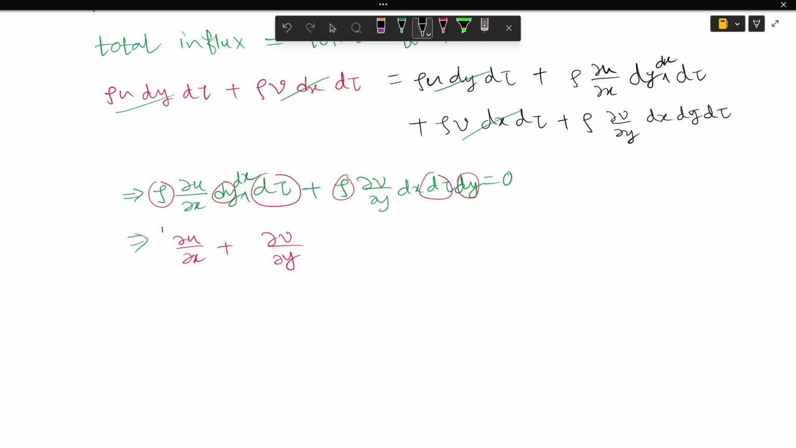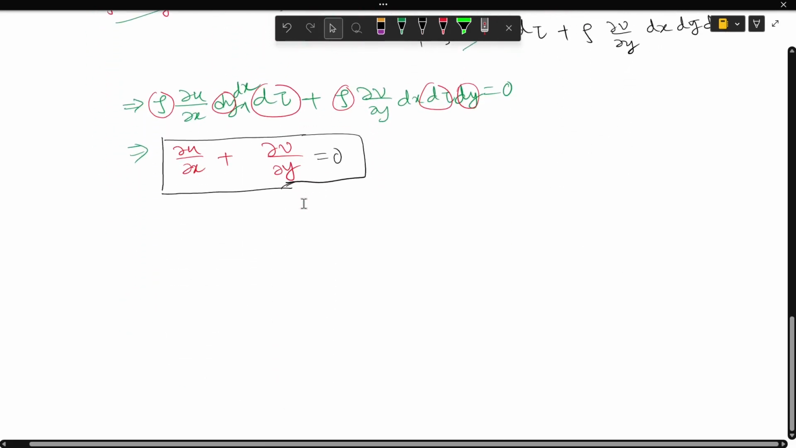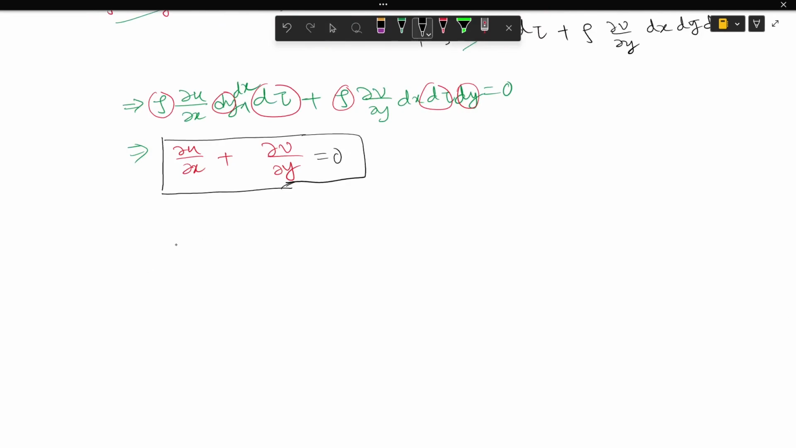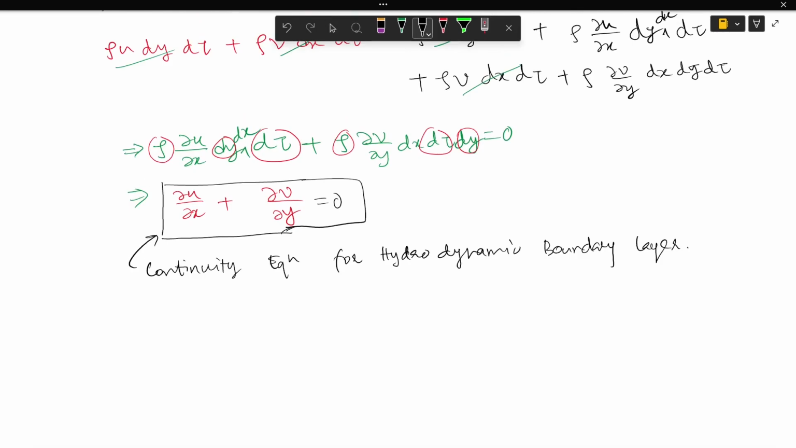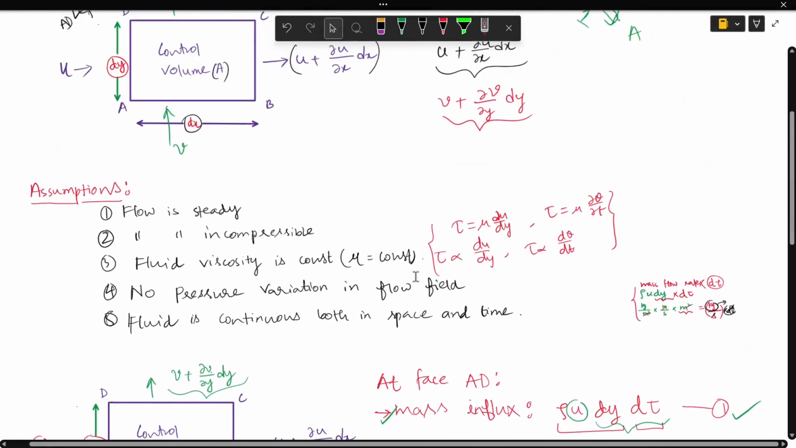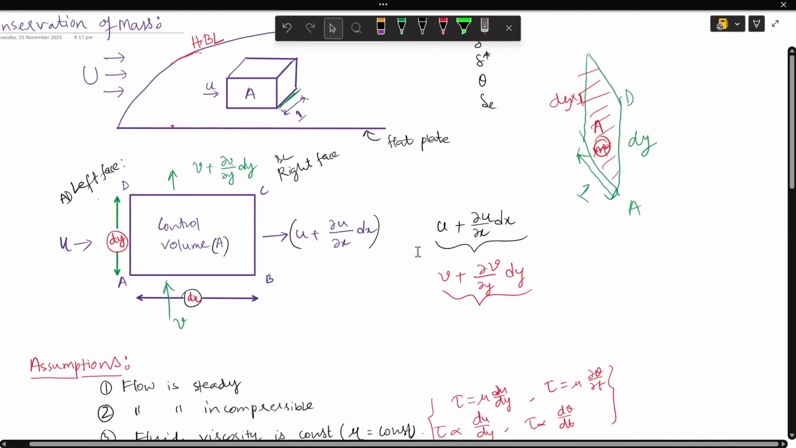So this is the final equation that we have got, is equal to 0. Okay, so this is the equation which is known as the conservation of mass, or you can say that this is the continuity equation for hydrodynamic boundary layer. This is the equation which you need to write down there. So I think it was quite easy and clear for you to understand, right?